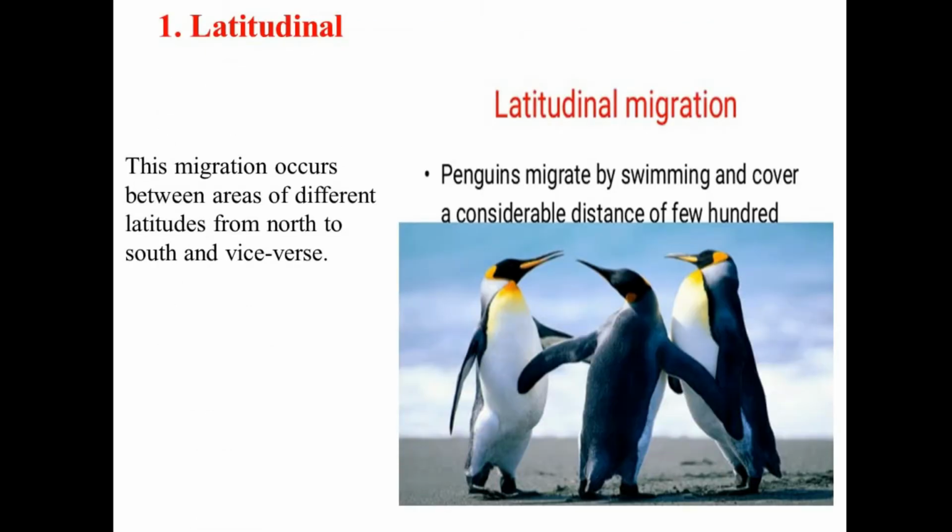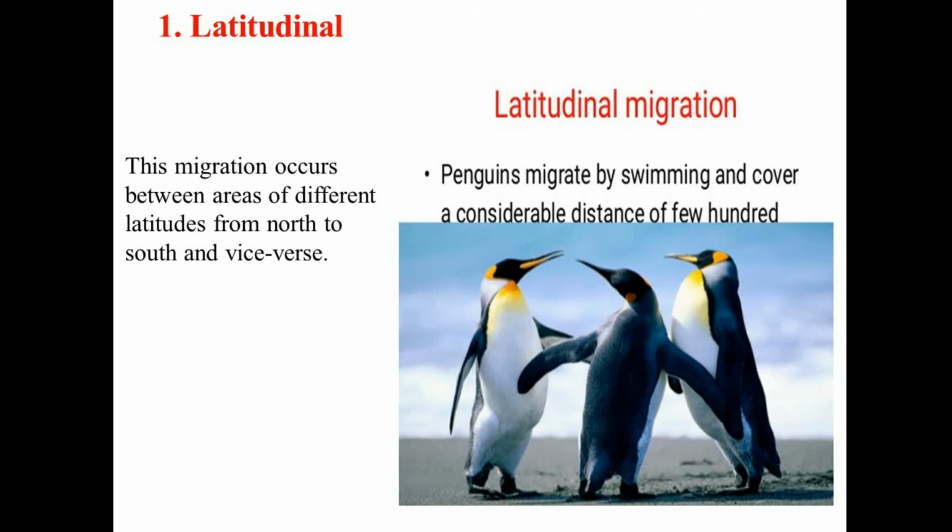First we'll consider the first one, that is latitudinal. This migration occurs between areas of different latitudes, from north to south and vice versa. This is the most common migration seen amongst migrants of the neotropical realm. The exact direction of migration is often determined by geographic features such as mountain ranges.